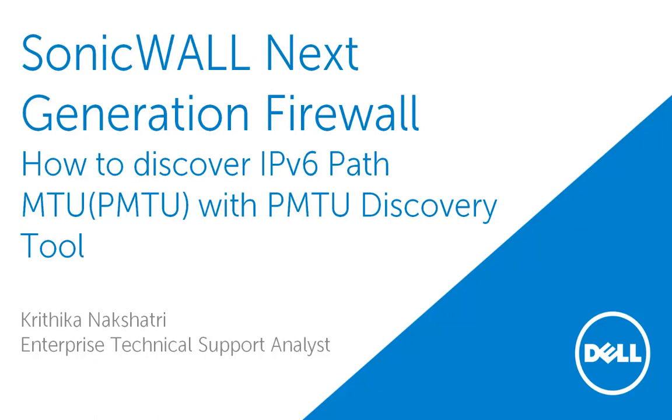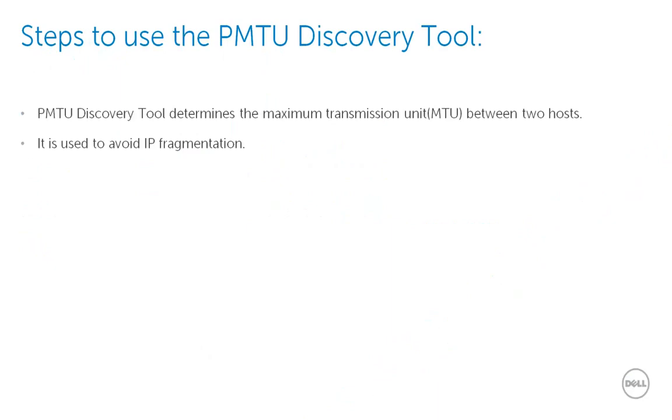In this video, we will demonstrate how to discover the IPv6 path MTU with PMTU Discovery tool. A maximum packet size, known as MTU, is specified for every network link. The full transmission path between the source node and the destination node may cross different link MTUs, and the smallest link MTU on the path is the path MTU, commonly known as PMTU.